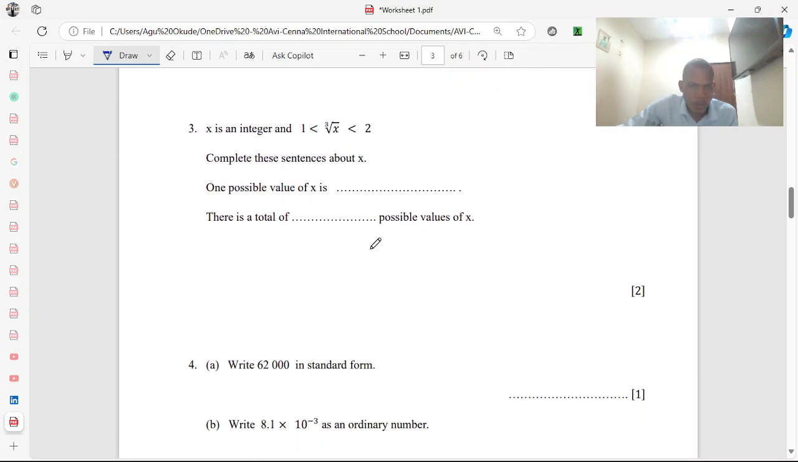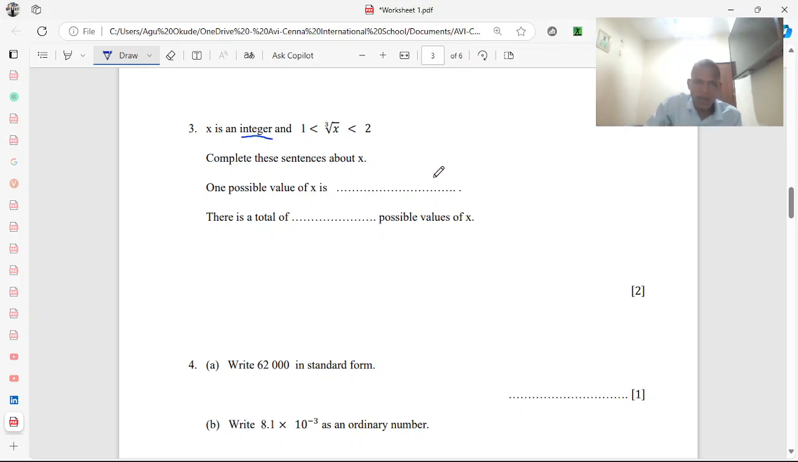Okay, good. Number 3. Now don't forget, these are checkpoint questions, checkpoint style questions. So watch the video and review and make sure you follow along, also review them as well. All right, now we have x is an integer, which means x must be a whole number. And the cube root of x lies between 1 and 2. Complete this sentence about x. One possible value of x is dash.